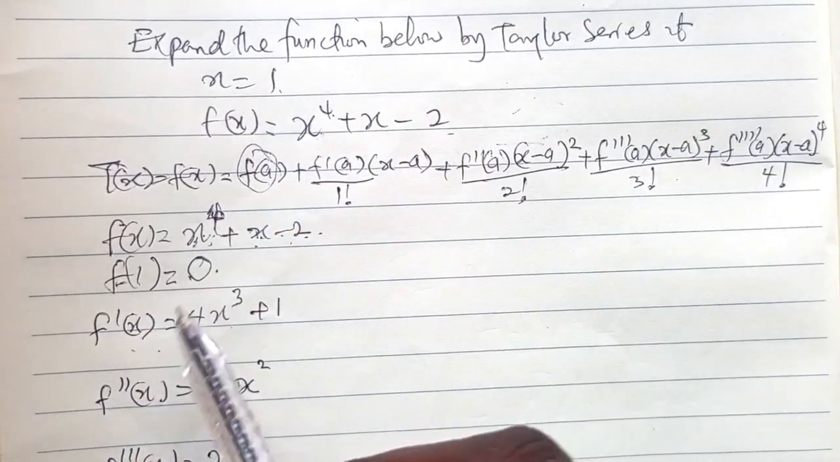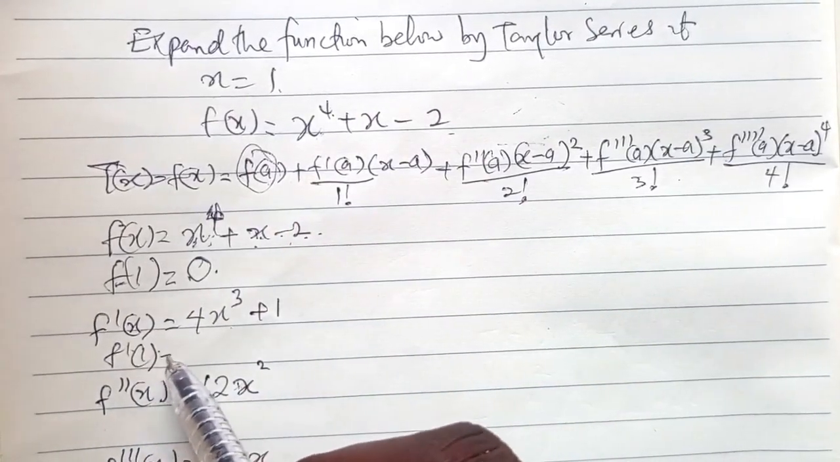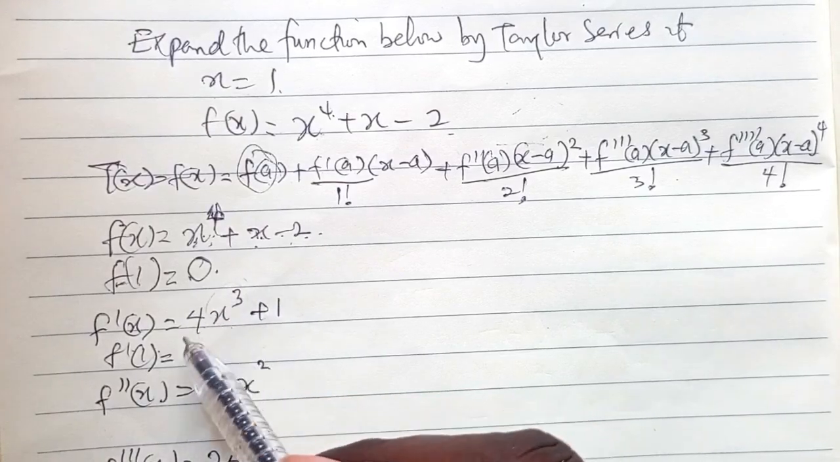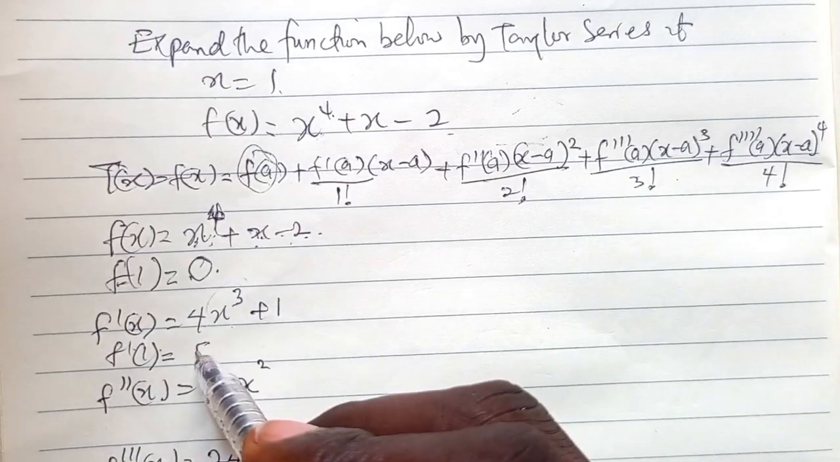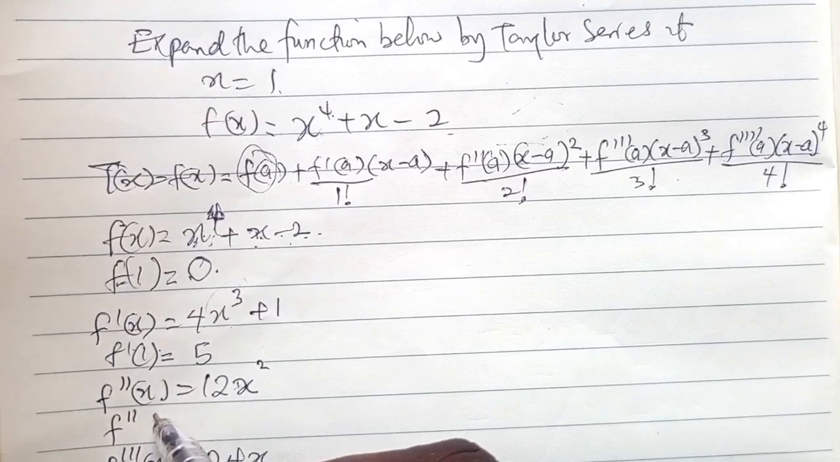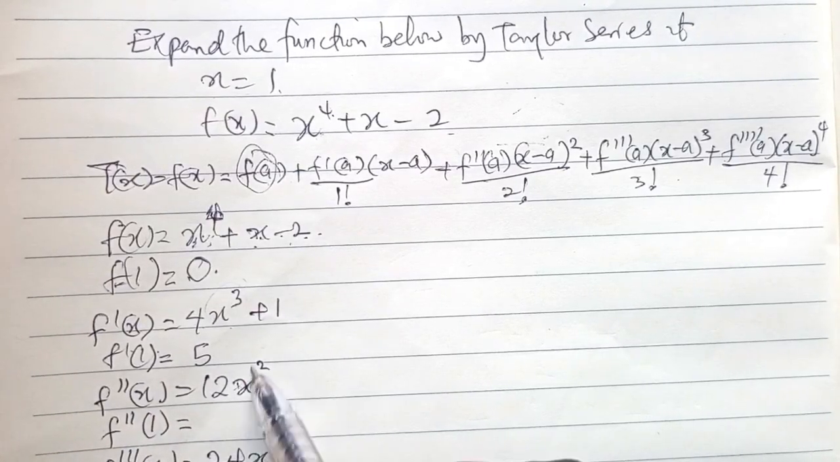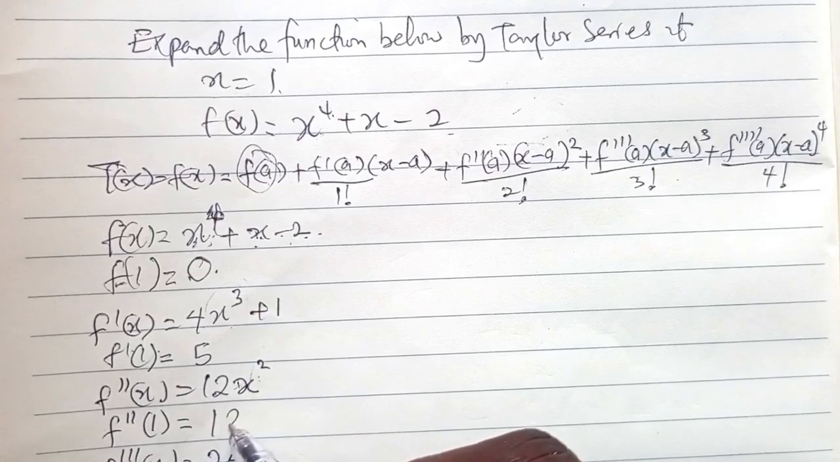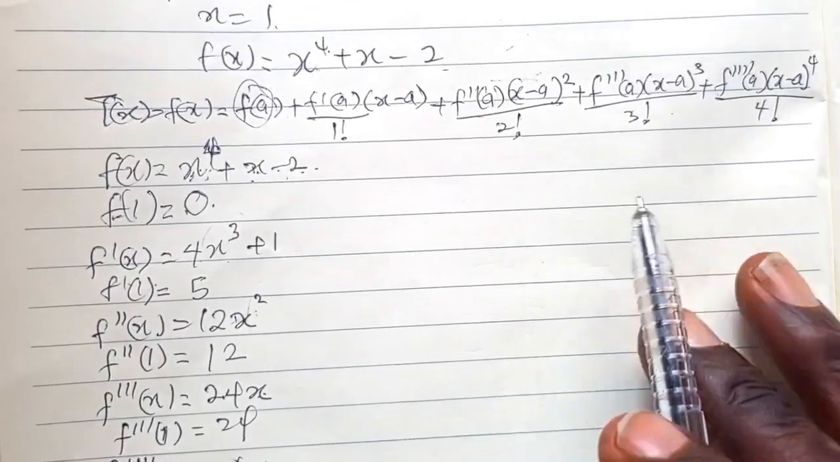So I've already done the first one, f prime of 1 now. I'll put 1 here. So that will be 4 times 1, 4. 4 plus 1, that will be 5. F prime prime of 1 now. So I'll just put 1 here. 1 raised to the power 2 is still 1. 12 times 1 is 12. So I have my values.